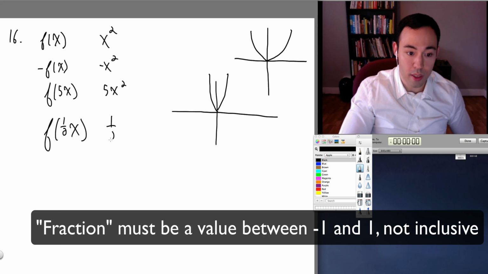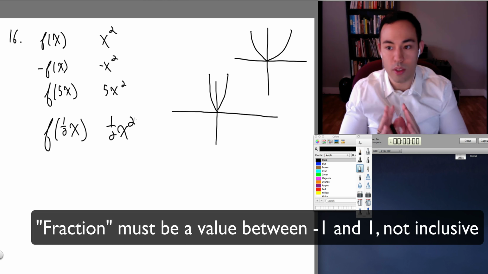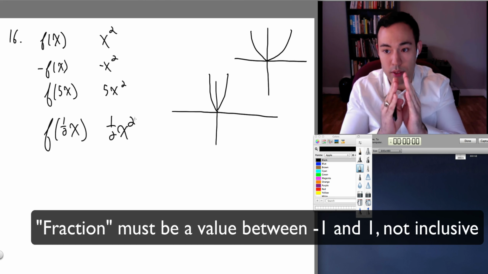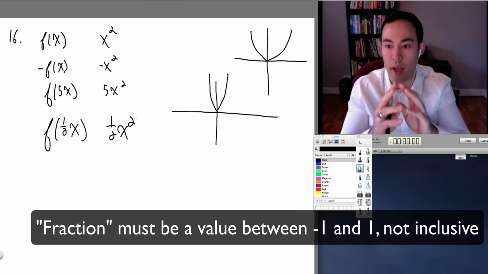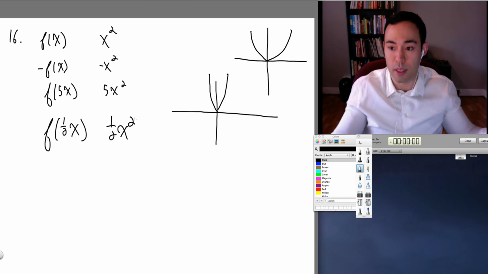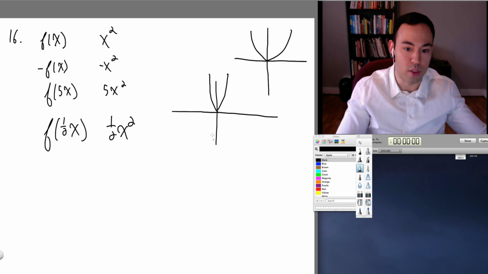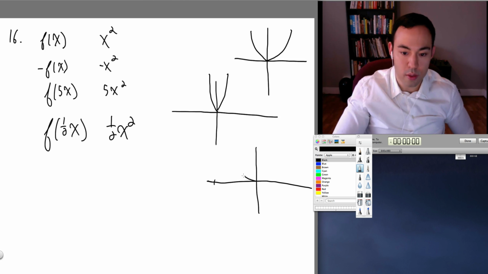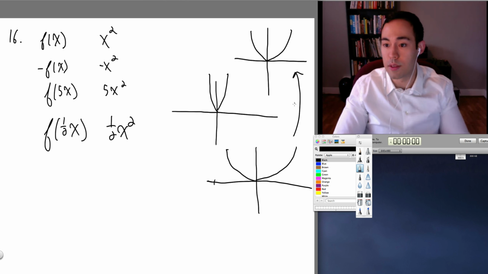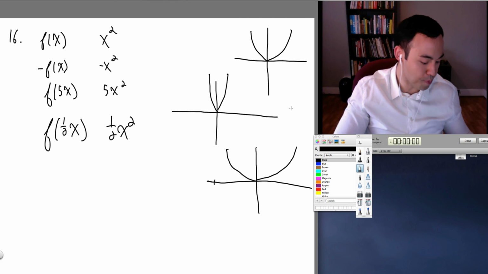But the other transformation is if there's a fraction in here. So in other words, something like half x squared. That's going to make those y values, or the f of x's, go up slower as your x's get further and further away from the origin. And the effect of that is to actually make your graph wider. So it starts to widen out in comparison to our original function here.